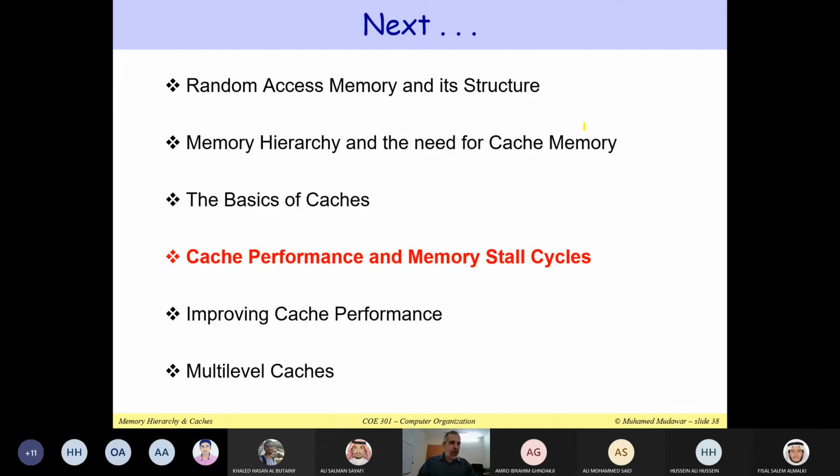The last topic that I need to talk about is cache performance and memory store cycles. Let me introduce this topic. We only have a few minutes left today, and I need to finish this topic, inshallah, on Sunday.